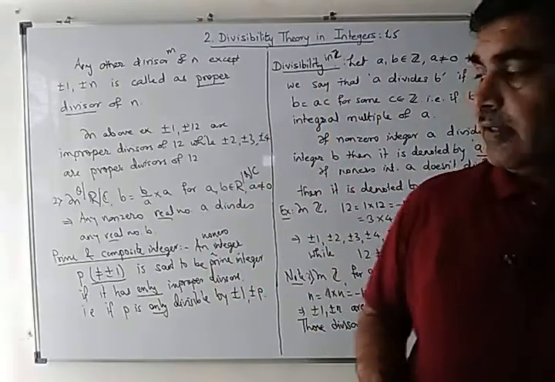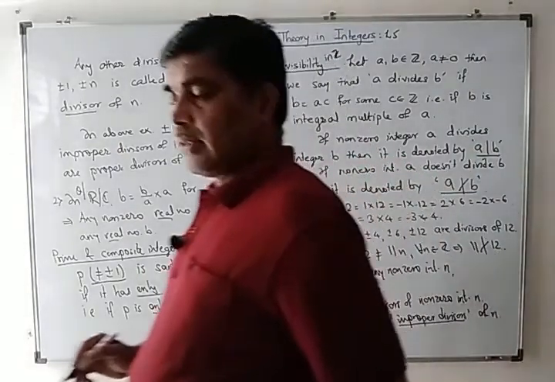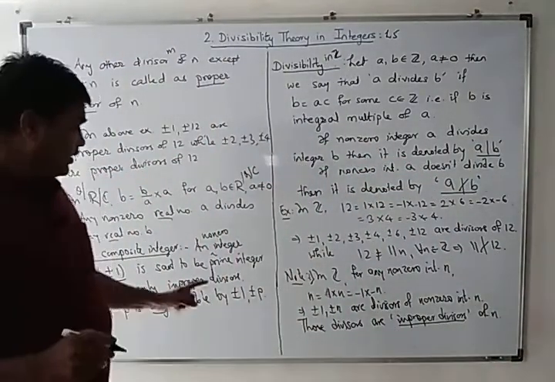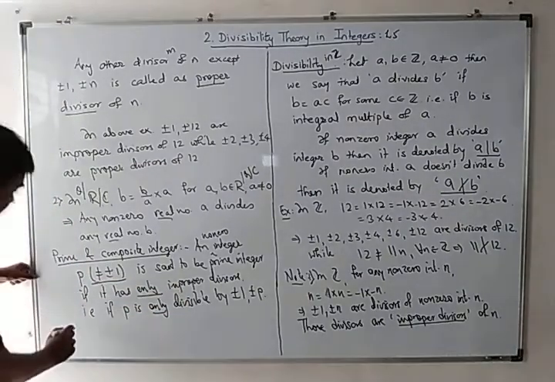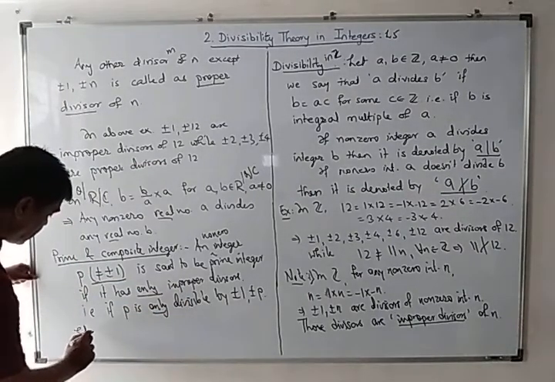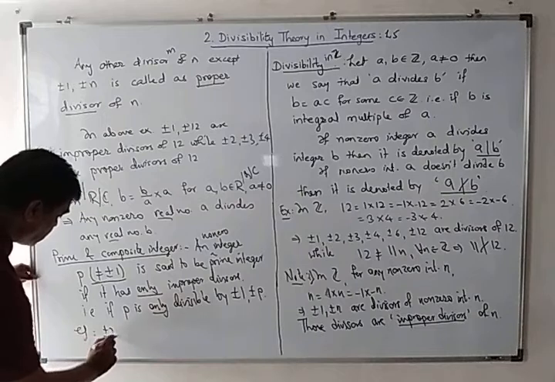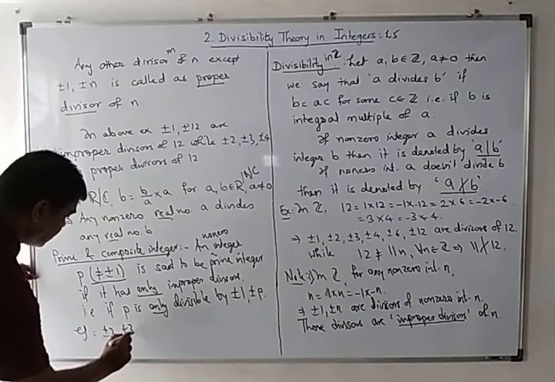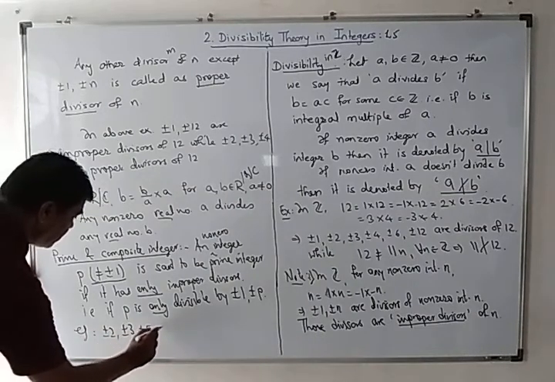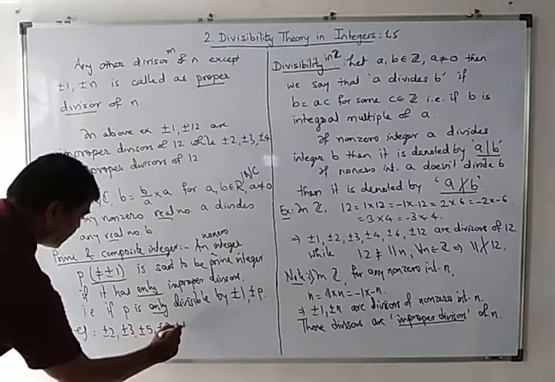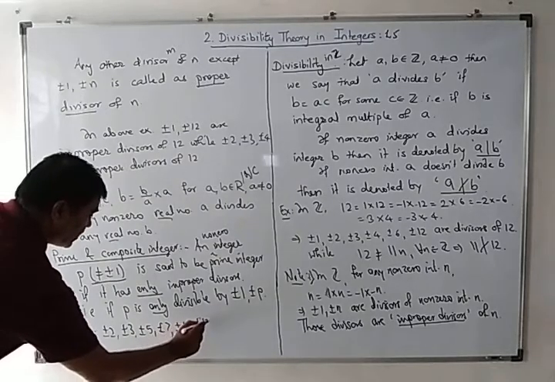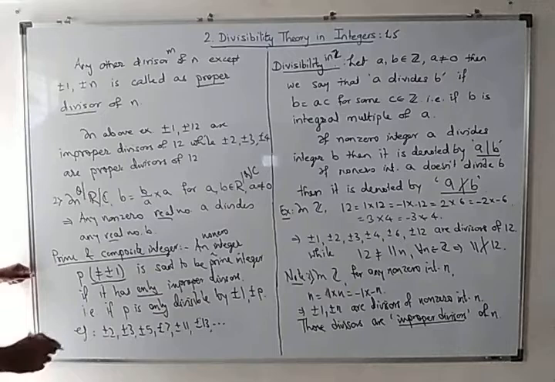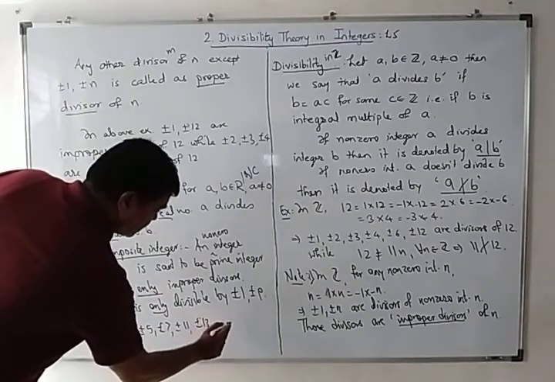Then we say that those integers are prime. For example, plus minus 2, plus minus 3, plus minus 5, plus minus 7, plus minus 11, plus minus 13, and so on are prime integers.